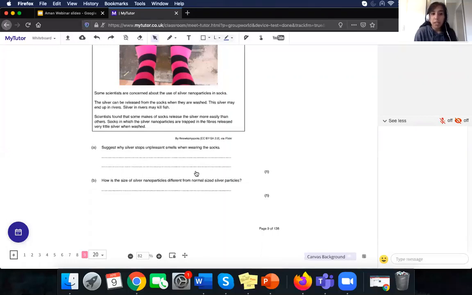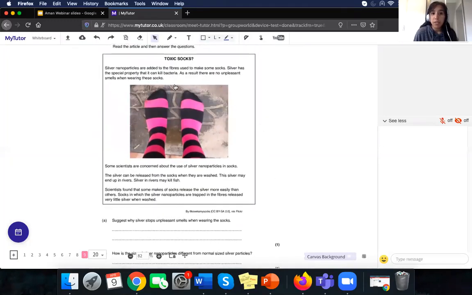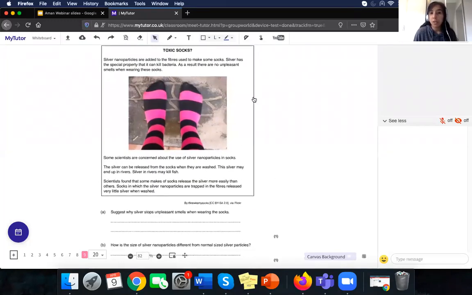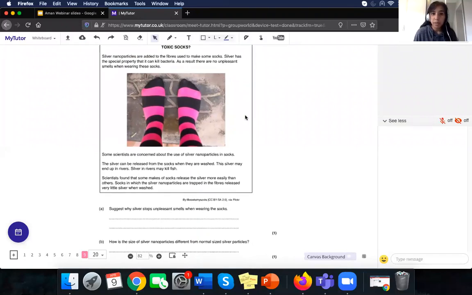So part A, suggest why silver stops unpleasant smells when wearing the socks. What do we think? Why does silver stop the unpleasant smells when wearing the socks? Okay, so yeah, it doesn't break down dirt, but it's basically an antibacterial. So they've said that there, it can kill bacteria, so it's an antibacterial. And it's really important that you say antibacterial here because in the question they've said it kills bacteria.